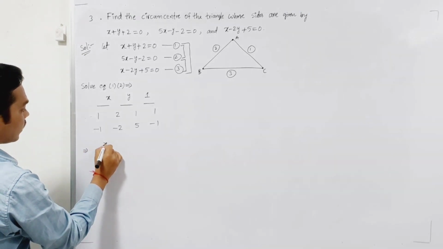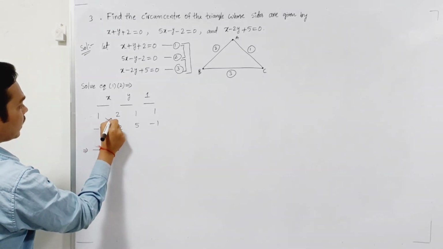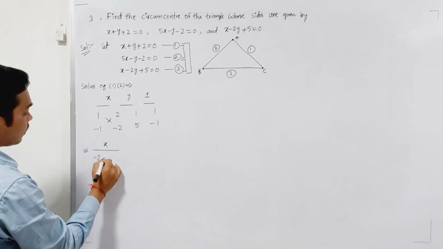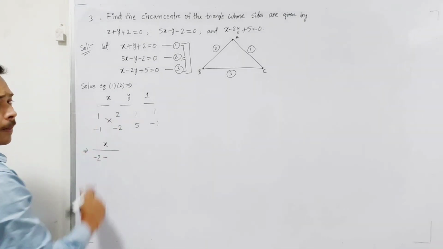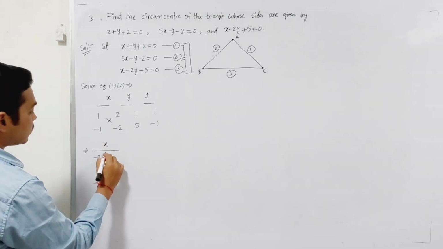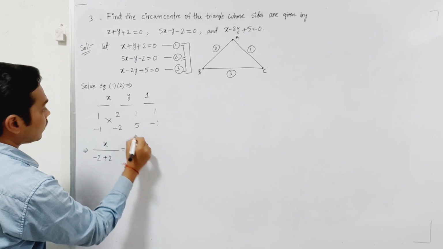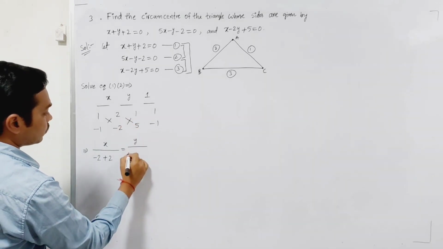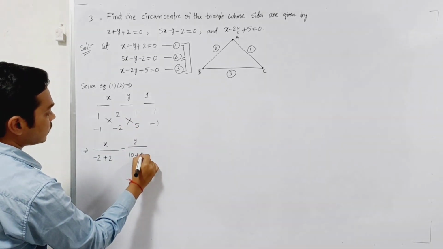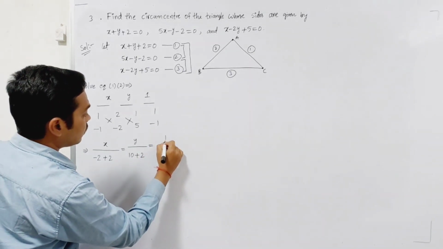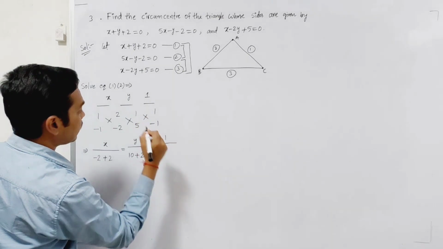Apply the formula x by AD minus BC concept. 1 into minus 2, minus 1 into plus 2, minus 2. Minus of minus 2 is plus 2 only. Is equal to y by, here also AD minus BC concept. 10 minus of minus plus 2. Minus of minus 2, that is called plus 2. Now 1 by, here also AD minus BC concept.